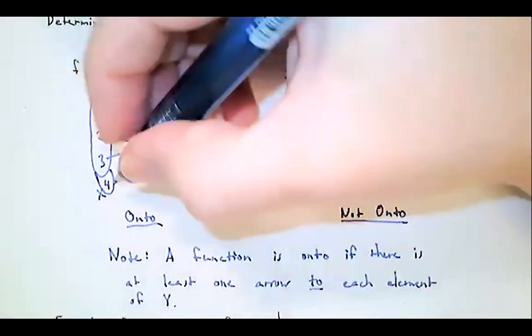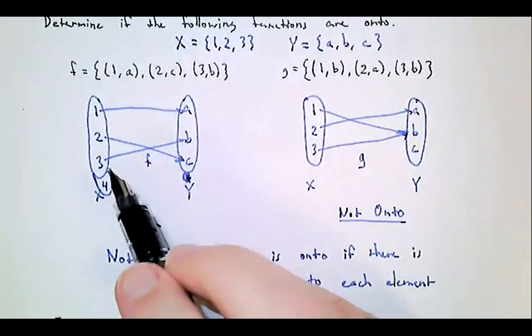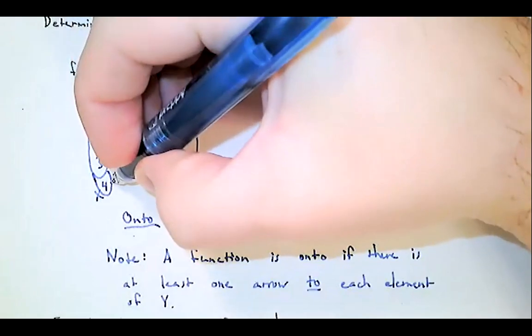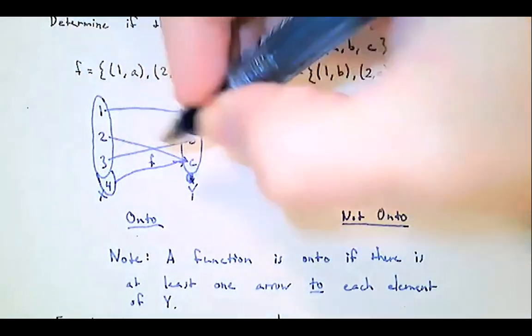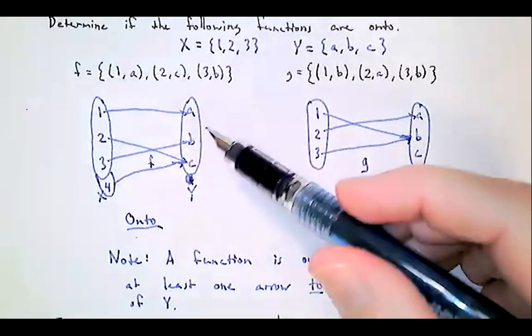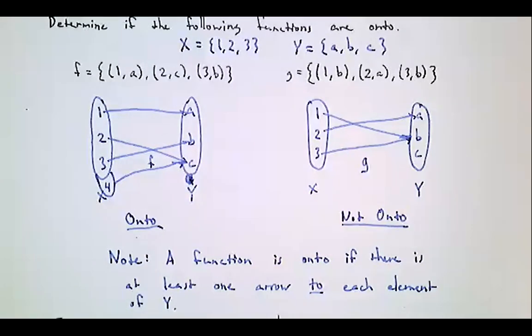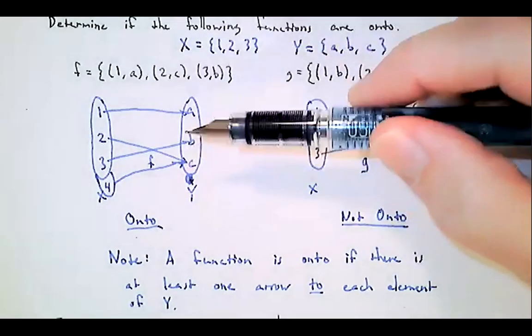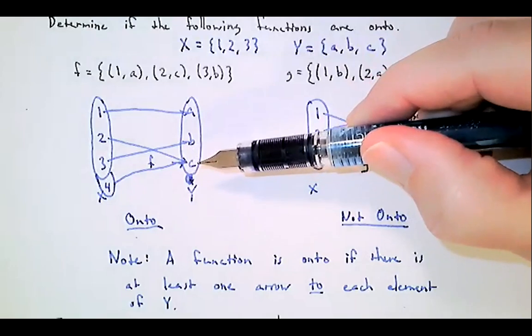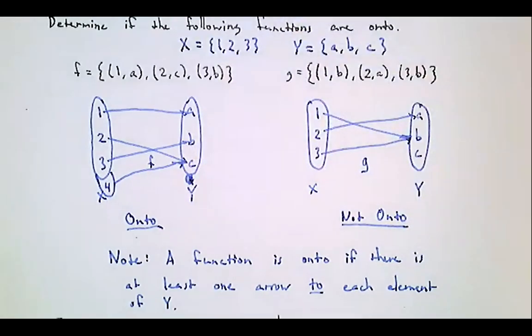Yes, you're right. So if I had maybe the number 4 added to the set, and we can just draw an arrow somewhere. It's still onto because there's at least one arrow pointing to each element in Y. That's right. But now it's not one-to-one because there's 2 arrows pointing to C. Yeah, that's good.